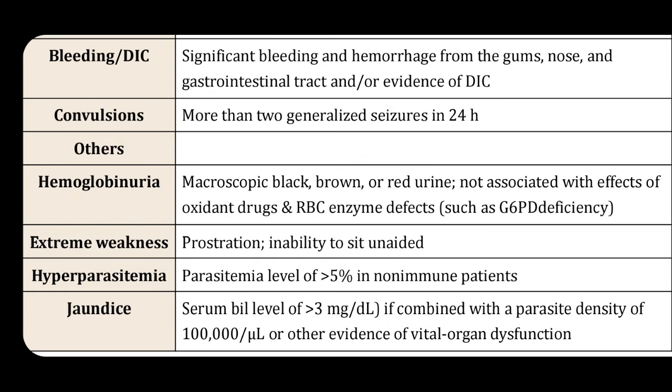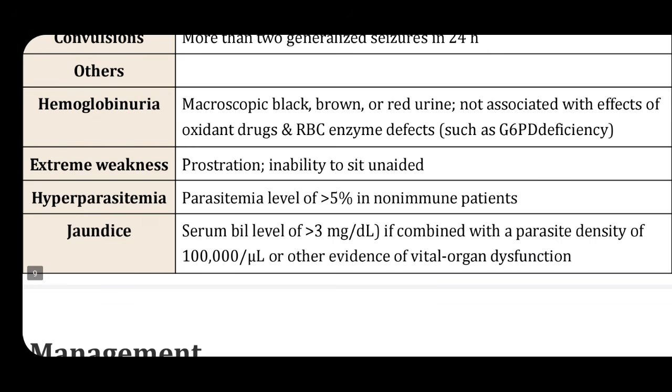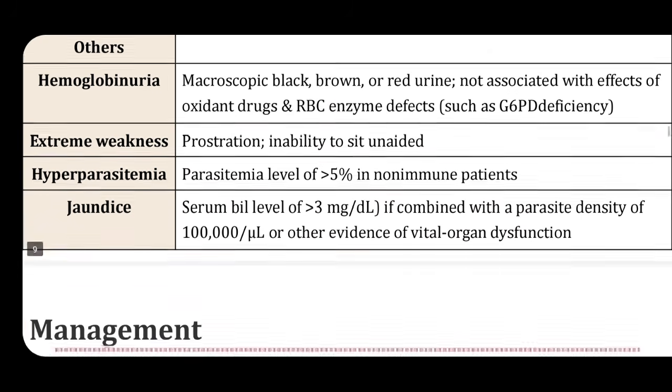Hemoglobinuria: macroscopic black, brown, or red urine, not associated with the effect of oxidant drugs and RBC enzyme deficits such as G6PD deficiency. Extreme weakness, prostration, inability to sit unaided. Hyperparasitemia: parasitemia level of greater than 5% in a non-immune patient. Jaundice: the patient may be jaundiced, that means serum bilirubin level of greater than 3 mg per deciliter if combined with parasite density of 1000 per microliter, or other evidence of vital organ dysfunction.